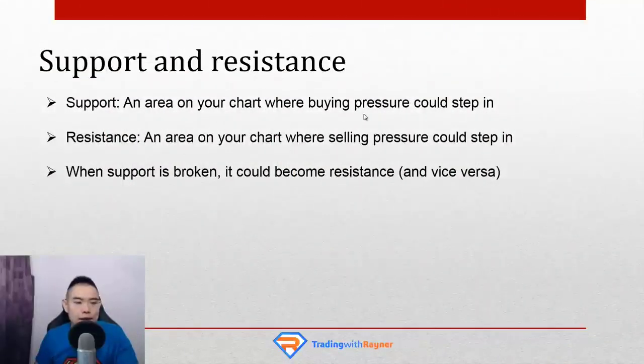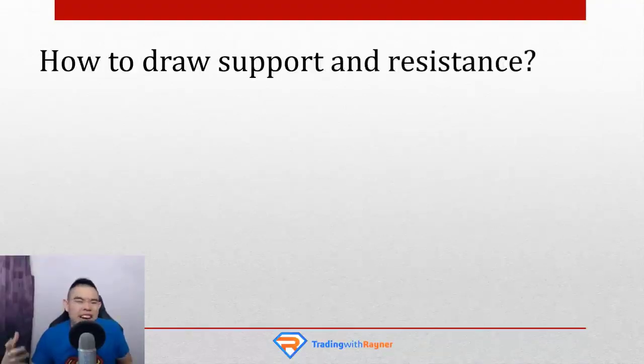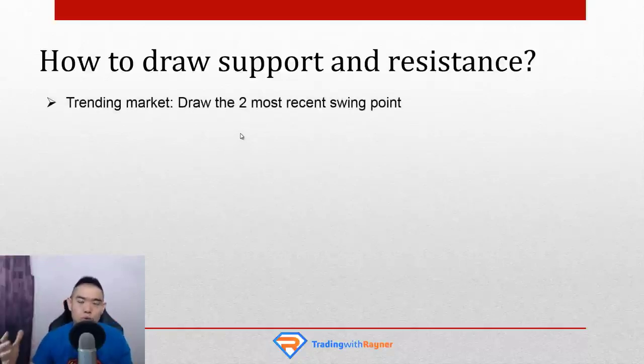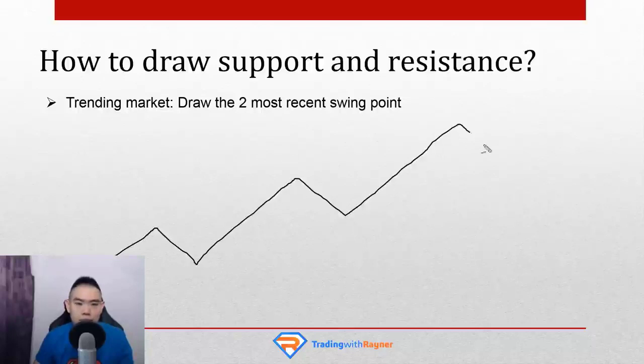So now, let's talk about how to draw support and resistance, shall we? You might be wondering, hey Rainer, how do you draw these areas, man? So that's what we'll cover right now. A few things to share. Number one, if the market is trending, you only want to draw the two most recent swing points. Let me explain. Let's say the market is in an uptrend, right: hit higher, pull back, hit higher, pull back, hit higher, pull back, and hit higher.